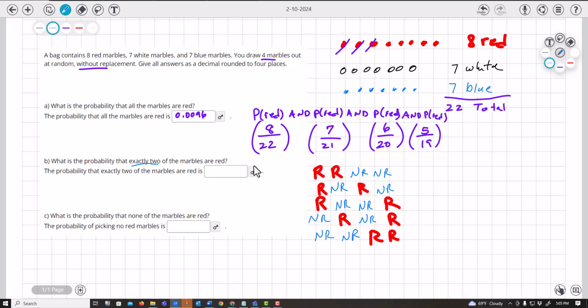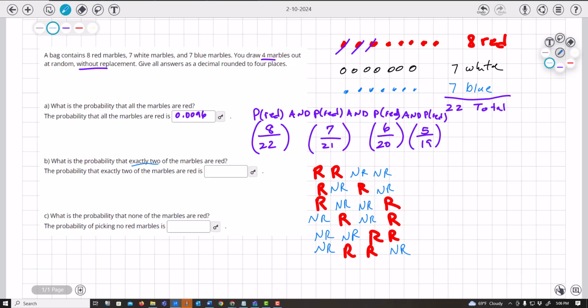So the first 2 are not red. And then I could, what am I missing here? 1, 2, 3, 4, 5. And so then I could also have the middle 2 being red and red, and then the first not red and the last not red. So this is everything that can occur.